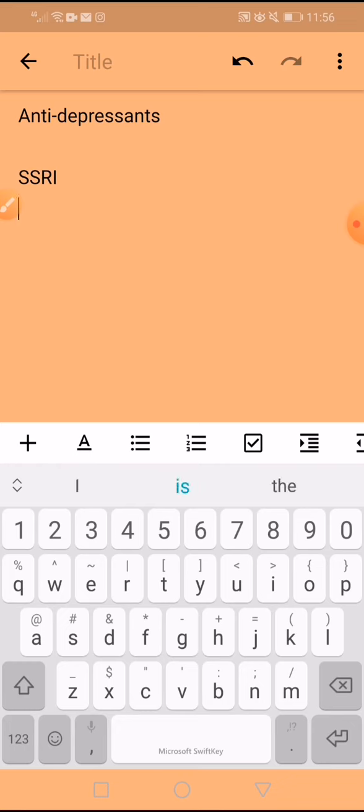Okay, so we have fluoxetine. Okay, please note the spellings. We have paroxetine. Fluvoxamine, citalopram, S-citalopram, S followed by the same spelling, and sertraline.